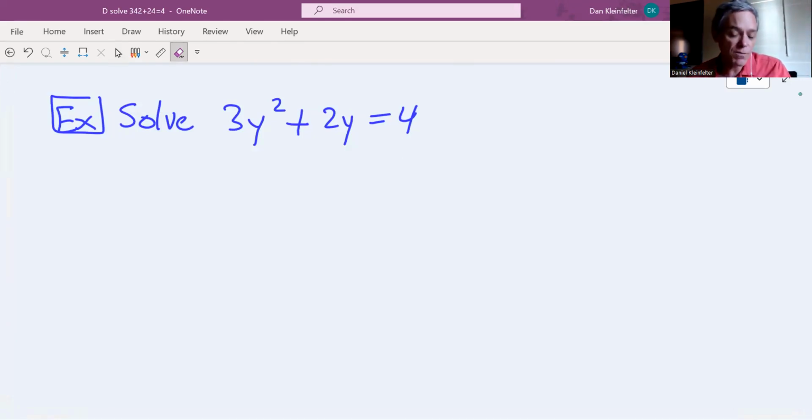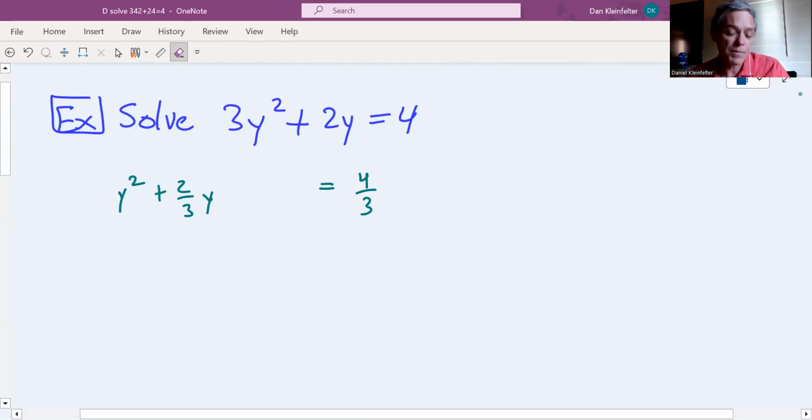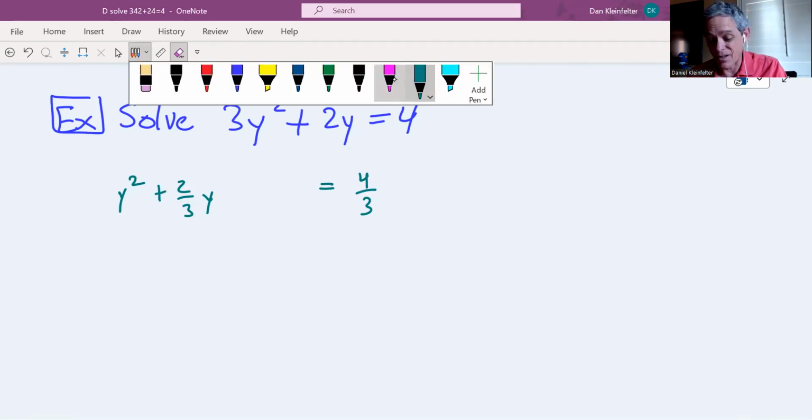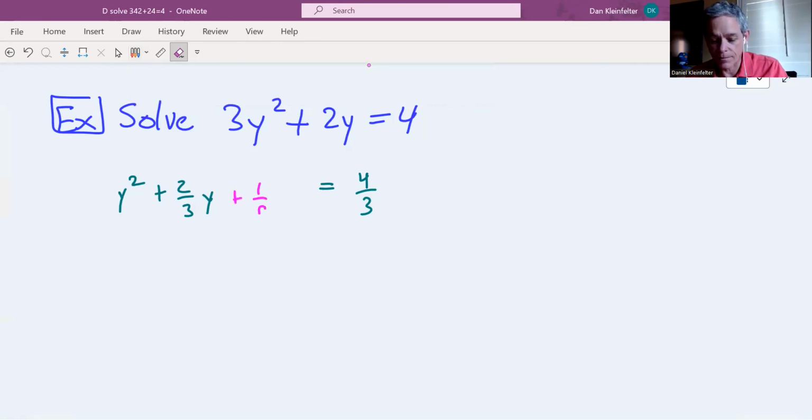All right, so on this one, we've got 3y squared, 2y, and a 4. As before, I need that leading coefficient to be a 1. Instead, it's a 3. So we're going to divide both sides by 3. This will give us y squared plus 2/3 y equal to 4/3. Unfortunately, this one is going to be very similar to the last one we did because it's 2/3, but that's okay. Half of 2/3 is 1/3, and then 1/3 squared is 1/9. We're going to add 1/9 to both sides.